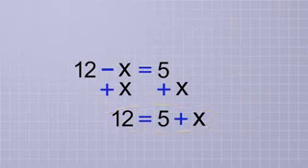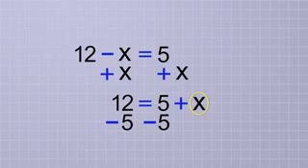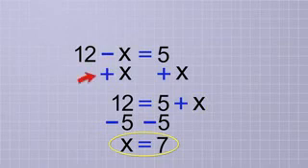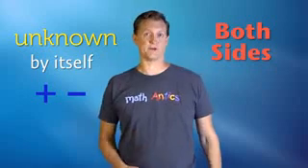Now it's easy to see that we can isolate the unknown just by subtracting 5 from both sides of the equation. And that will give us 7 equals x, or x equals 7. It just took us one extra step to rearrange the equation, but then it was easy to solve. Okay, that's the basics of solving simple algebraic equations that involve addition and subtraction. You just need to get the unknown value all by itself, and you can do that by adding or subtracting something from both sides of the equation.